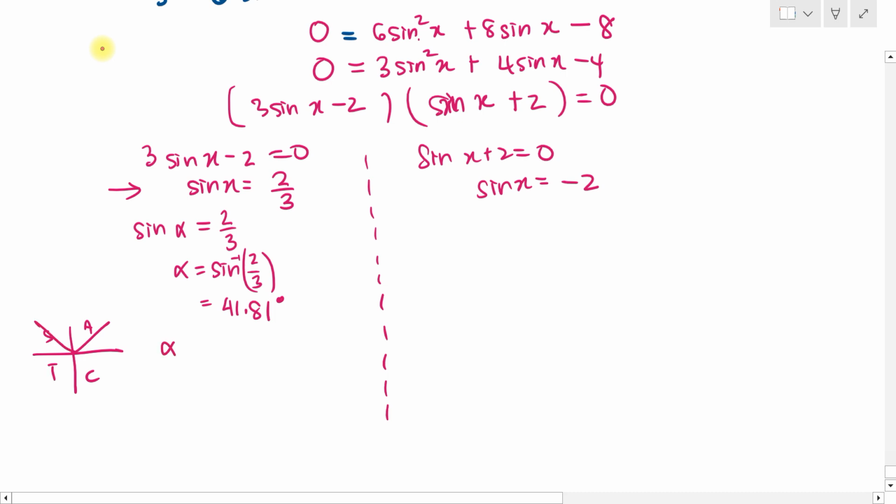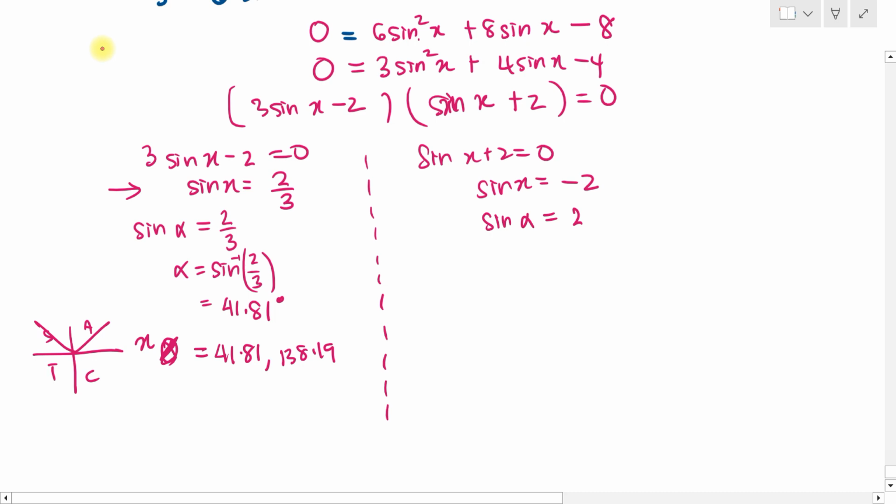Second one. So your theta, your x equals to your first quadrant, which means just write back the alpha. Second quadrant means 180 minus 41.81, which is 138.19. Okay, that's all for sine alpha equal to 2 over 3.